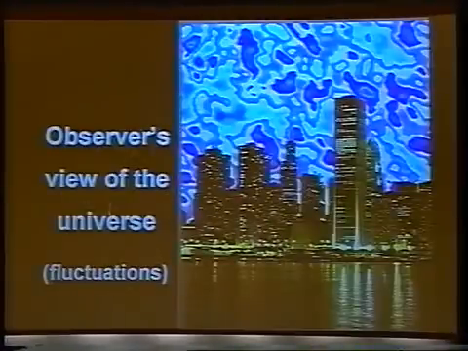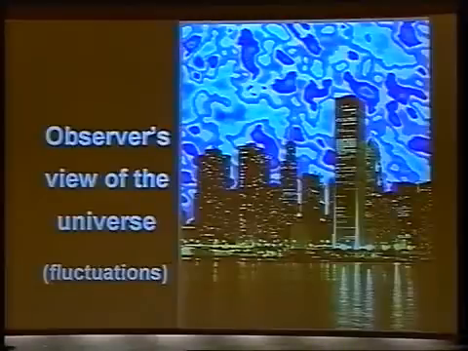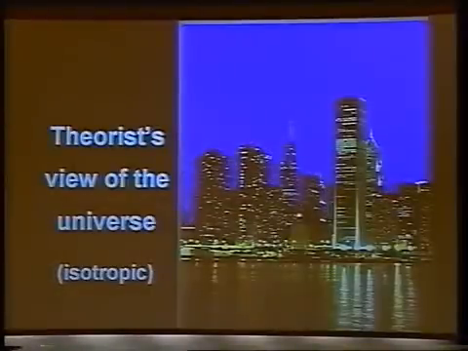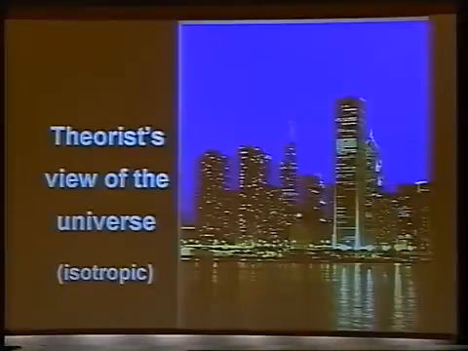If you ask an observer to describe the radiation in the universe, this is a pattern of microwave fluctuations as seen from Chicago. And there are hot spots and cold spots, and the observer would say that the temperature of the universe is not uniform, but of course the theorist's view of the universe is that the temperature is isotropic.